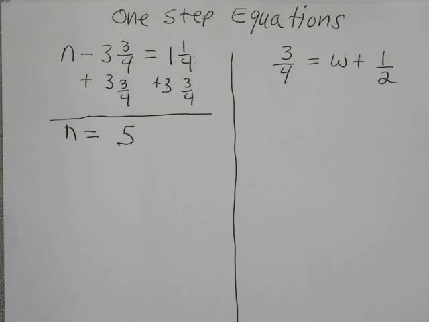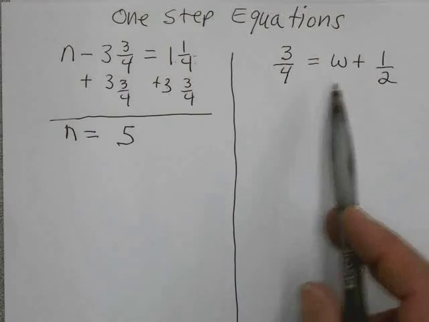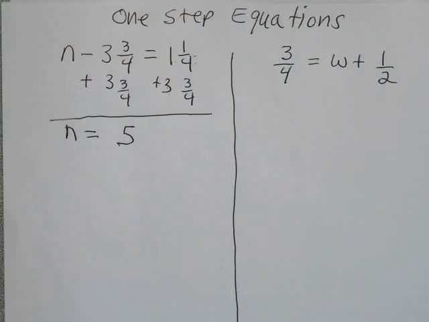All right, on the right side, we have 3/4 equals w plus 1/2. And as you notice, in this case, the variable's on the right side. In this example, it was on the left side. No matter where the variable is, none of that matters. You solve these equations in the exact same manner using addition and or subtraction.